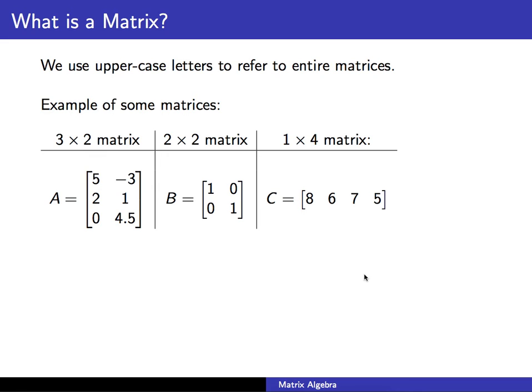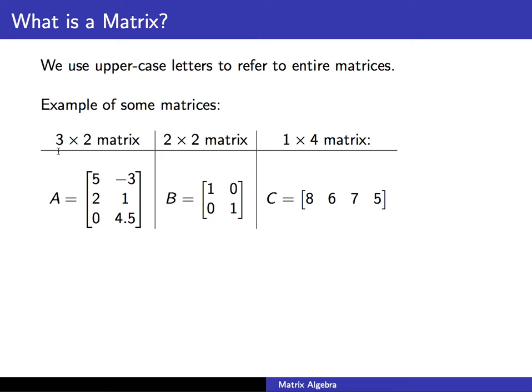So some examples of some matrices are, here we have matrix A is a 3 by 2 matrix. We have 3 rows and 2 columns. Matrix B is a 2 by 2 matrix composed of 2 rows and 2 columns. And matrix C is a 1 by 4 matrix with 1 row and 4 columns. So the first number indicates the number of rows, the second number indicates the number of columns.